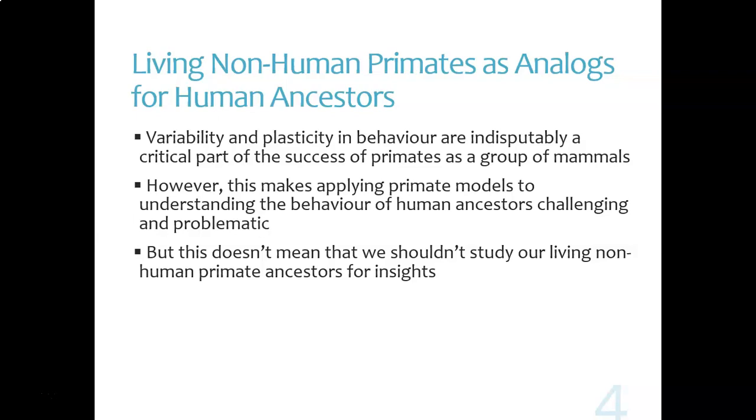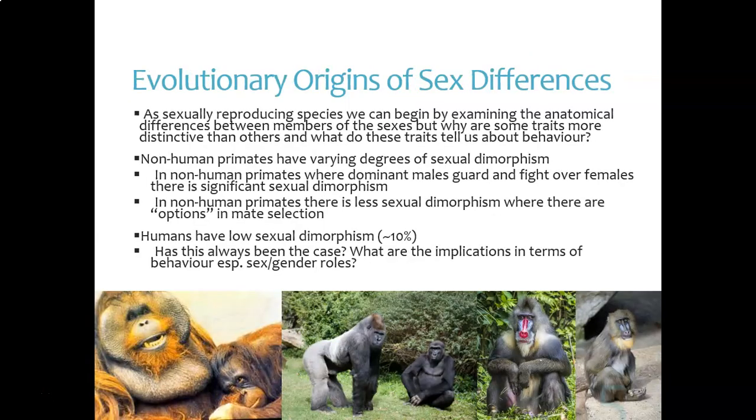et cetera, right? So even though primates are undeniably successful, the very traits that seem to make us successful in terms of our behaviors also make it really challenging and problematic to apply contemporary primate behaviors and to use them directly as analogs for what our ancestors would have looked like in the past. But again, just because we have challenges, just because there's limitations, doesn't mean that we shouldn't study and continue to engage with our living non-primate relatives for insights. I'm sorry, this should be relatives, not ancestors on that slide.